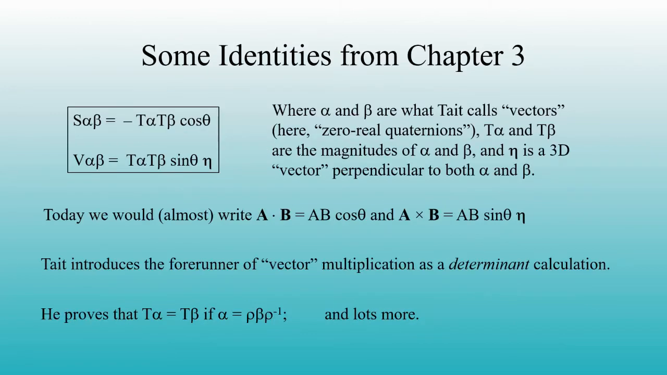But having said that, there are some really cool things that appear in Chapter 3. First, Tait considers the product of two quaternions. He begins with the S and V operators acting on the product of alpha and beta, and then relates these to T and U operators acting on alpha and beta individually, and comes up with this in the box. If you look closely, you may see something familiar. These expressions are close to what we recognize as the dot product and the cross product of two modern 3D vectors. I say close because they aren't quite the same.